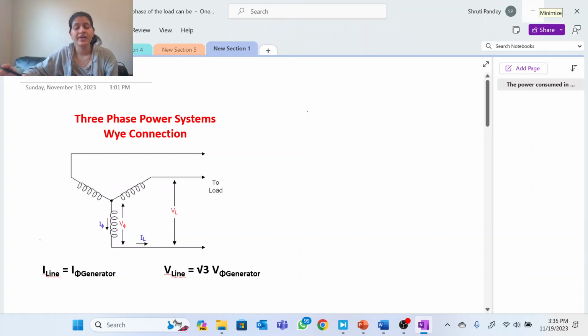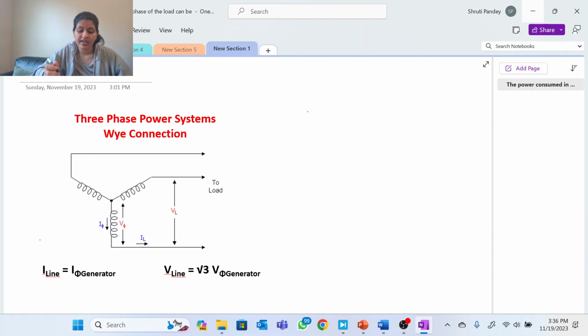We want to take a very basic question on three-phase power system or three-phase supply system. So before going into that question, let's have a quick brief review on the different kinds of voltages, that is phase voltage, line voltage, phase current and line current.